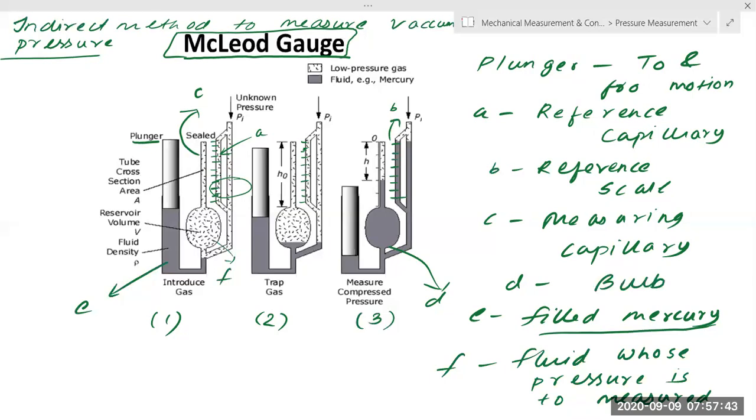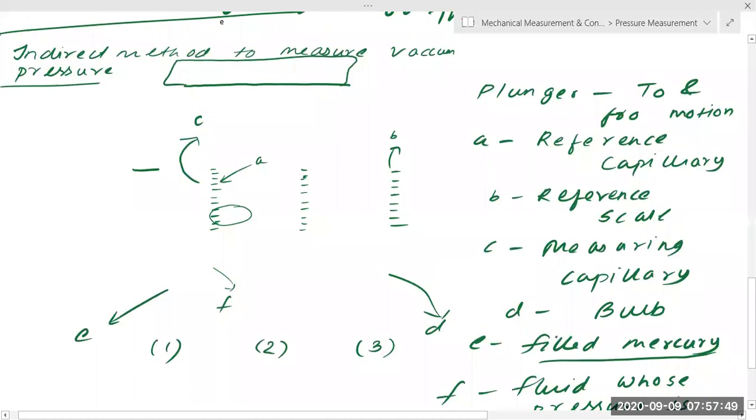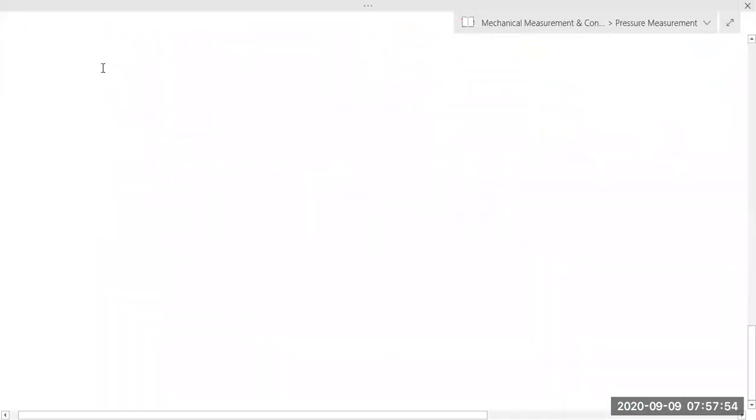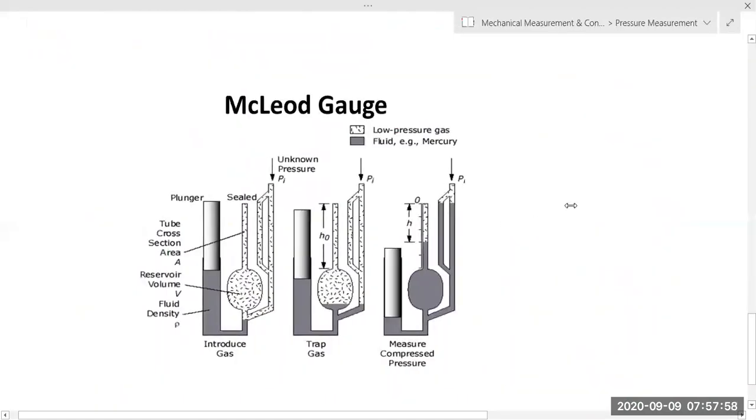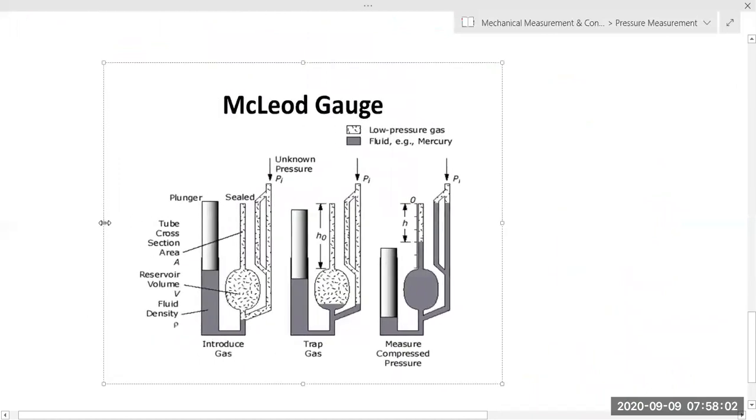Okay, now how does it work? If I want to make you understand how it works, I'll just take one thing down for simplicity, just for you to understand it better. Now, how does it work? This is very important. I'll try to explain it as simply as possible.